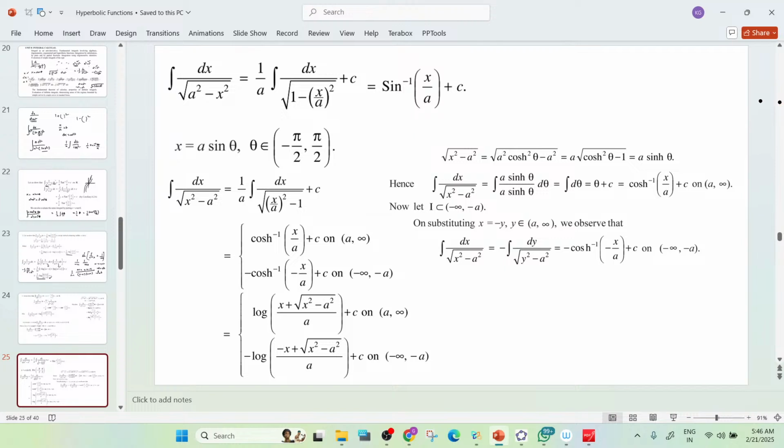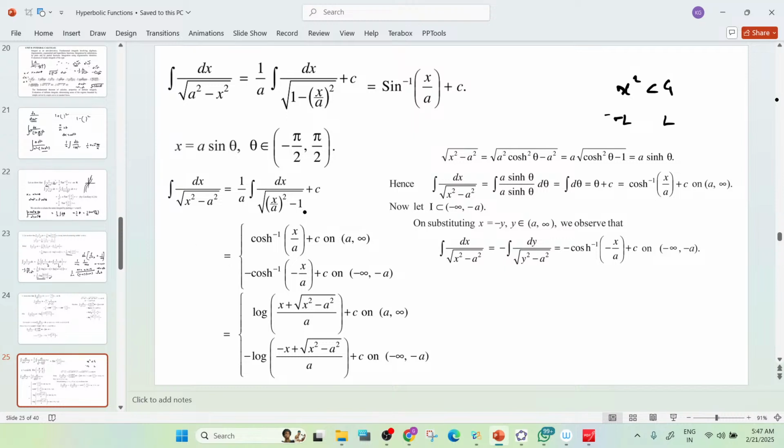For example, x square less than 4. What are the values of x? x should be between minus 2 and plus 2. x cannot go beyond 2 or below minus 2. So when you have such a restriction, what is our ideal option? We call x as a sin theta, because sin theta runs between minus 1 and 1, and a sin theta will run between minus a and plus a. This is one kind of substitution.